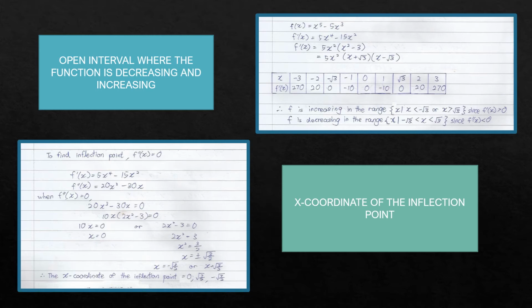The question then asks for the x-coordinate of the inflection point. I differentiate f'(x) and get f''(x). For an inflection point, f''(x) will be 0. After calculation, I found that there are 3 x-coordinates of the inflection points, which are 0, square root 3 over 2 and negative square root 3 over 2.